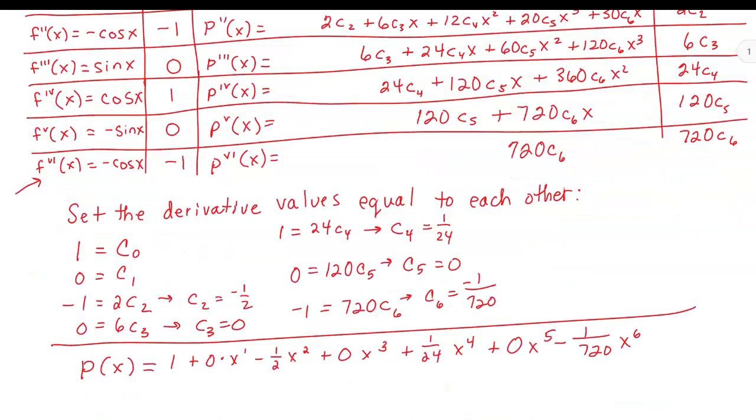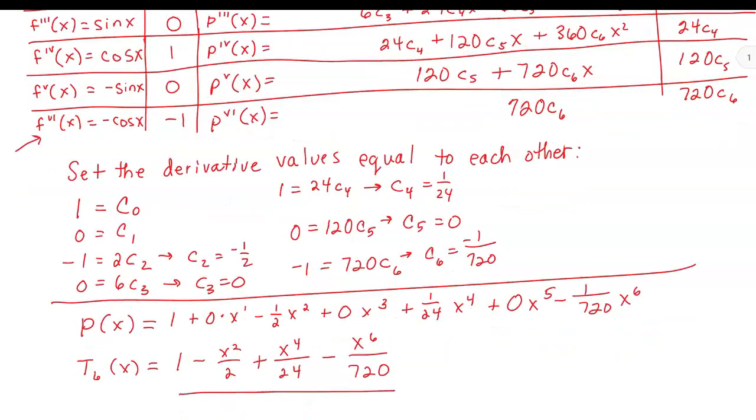If I remove the terms that are 0 terms, because the directions asked for the first 4 non-zero terms, I could write it in this fashion. I could write p of x, or the notation generally is using a capital T indicating a Taylor polynomial with degree 6 is 1 minus x squared over 2 plus x to the fourth over 24 minus x to the sixth over 720. So this Taylor polynomial is an approximation for the series that we can represent with summation notation.